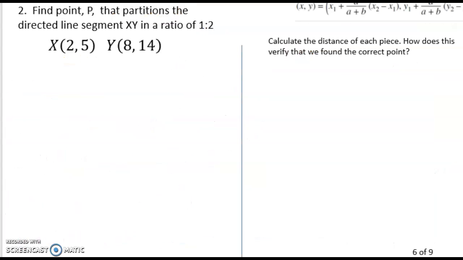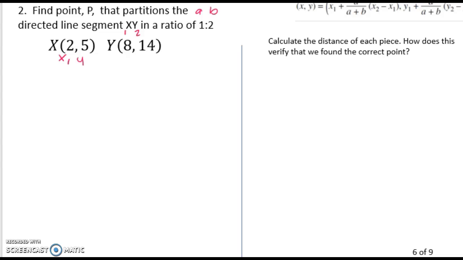All right, let's look at another one. So it says partition the point P in the directed line segment XY. So X is number 1, he's my first point, x1, y1, and Y is number 2. And it's a ratio of 1 to 2.